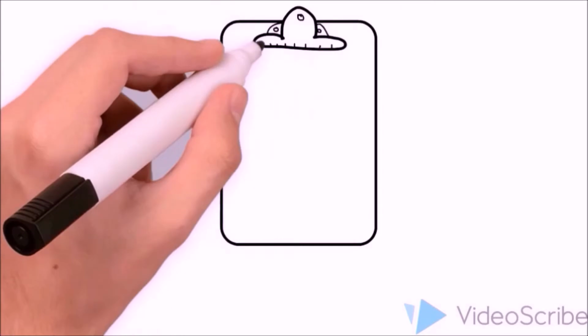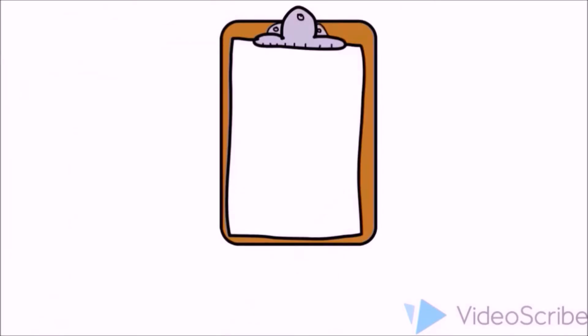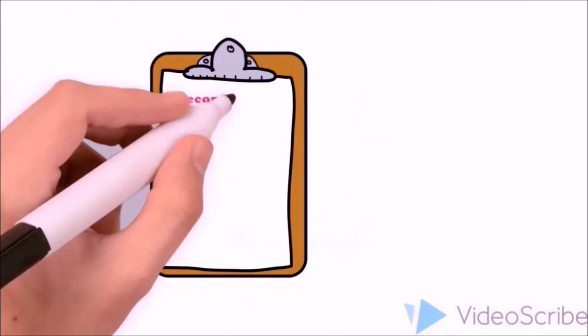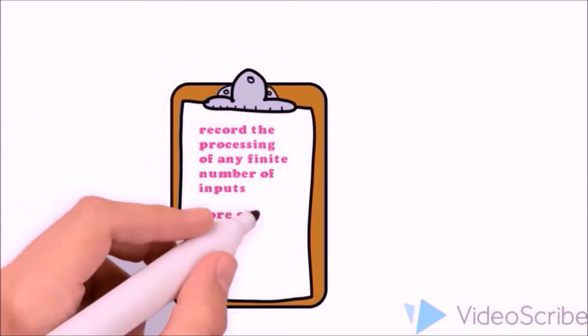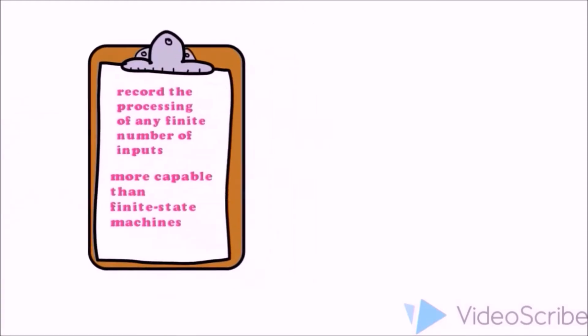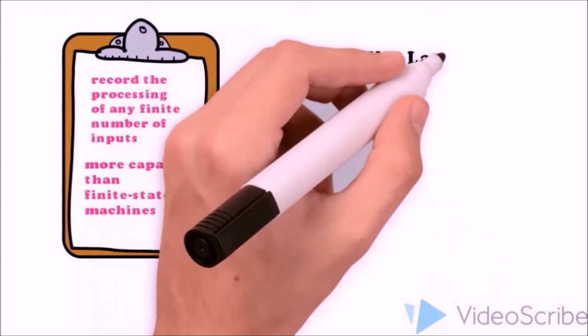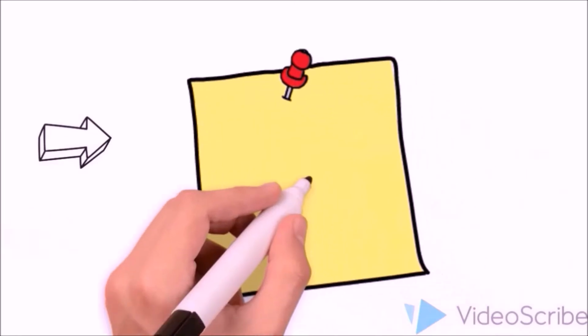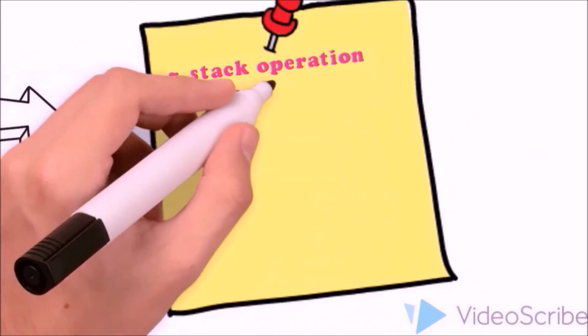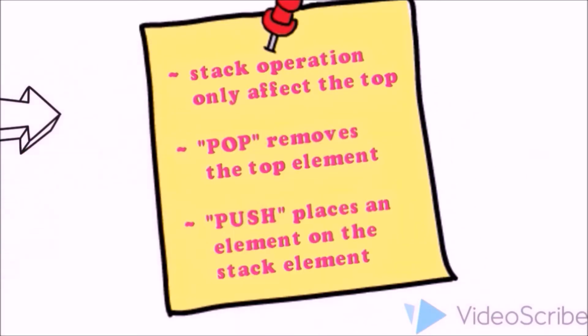Context-free grammar is not accepted by any finite automaton, so to accept this language, a machine needs the ability to record the processing of any finite number of inputs, which PDAs are more capable of than finite state machines. The PDA uses the LIFO concept, which means the last one who enters the stack will be the first one to be out. The stack operations only affect the top. Pop is used to remove the top element, while push places an element on the stack.